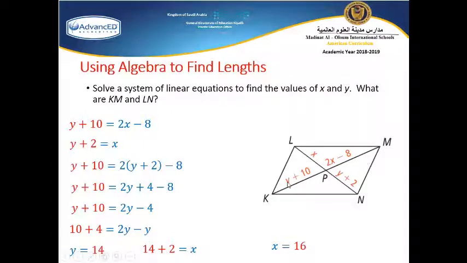Here KM, we said y is 14, then 14 plus 10 is 24, then 24 plus 24 is 48. The same for the other side LN, we said x is 16, then 16 plus 16 equals 32.